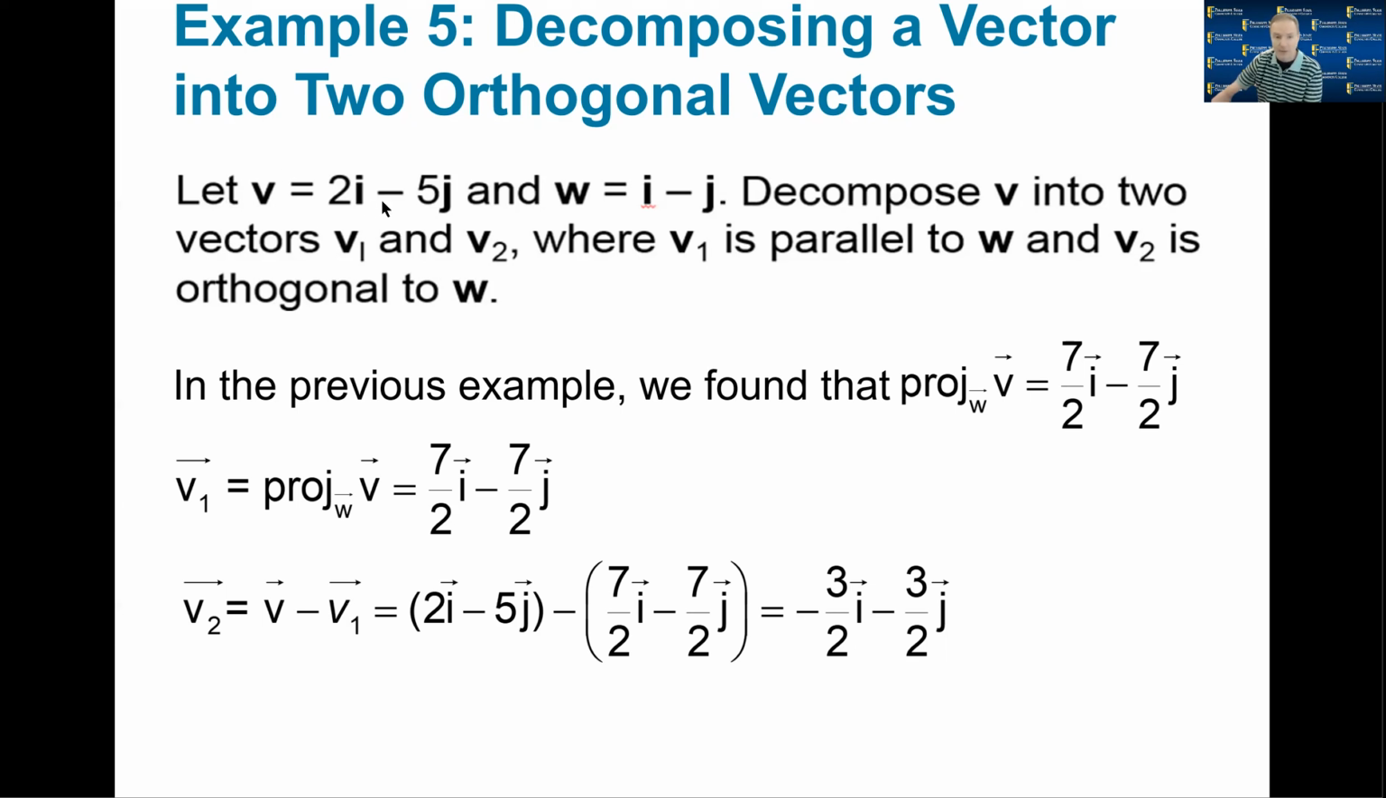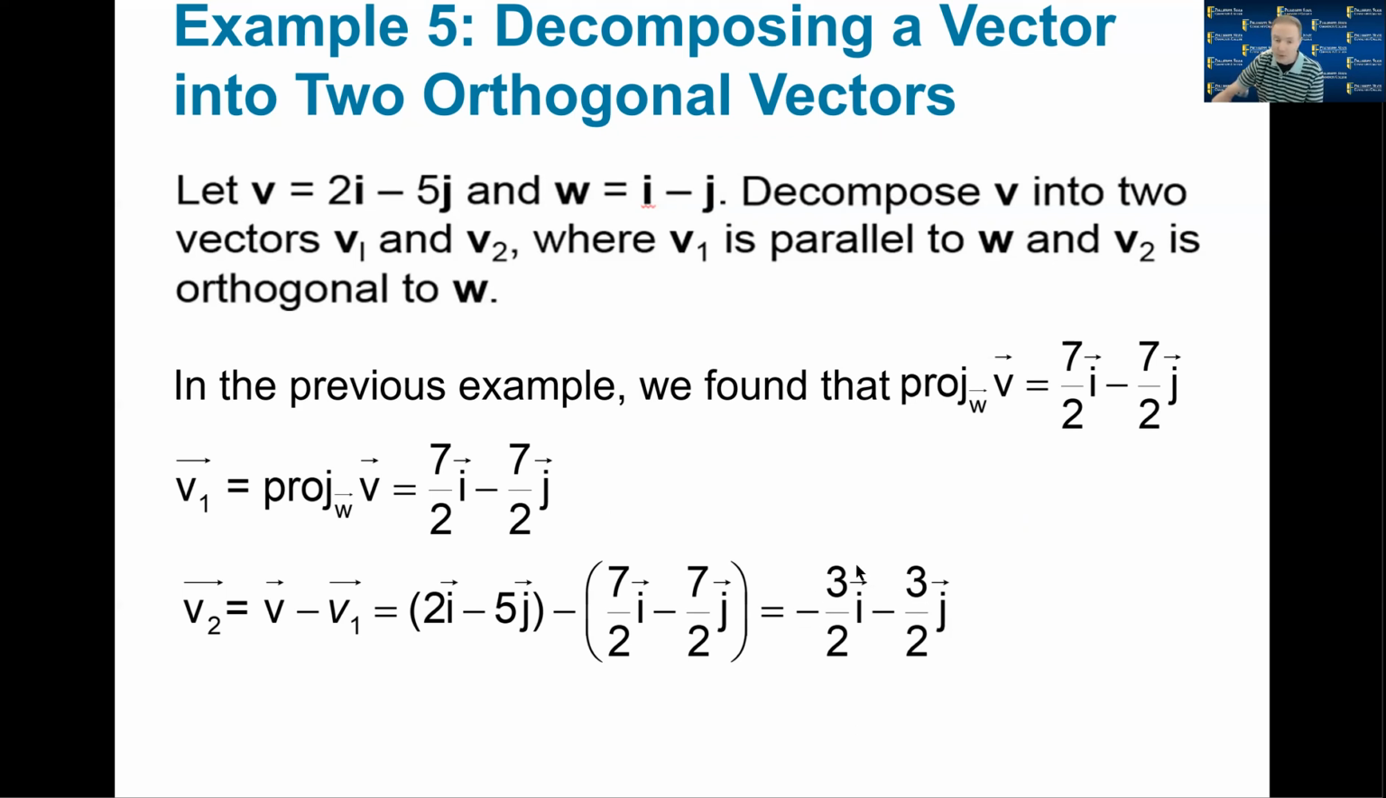Whenever you take your original vector minus the vector projection that we already found, that's going to give me 2 minus 7 over 2i. 2 is the same thing as 4 over 2i, so 4 over 2i minus 7 over 2i gives me negative 3 over 2i. Then I have minus 5 minus a negative 7 over 2. This is the same thing as minus 10 over 2, then adding 7 over 2, and I'll get a negative 3 over 2j.